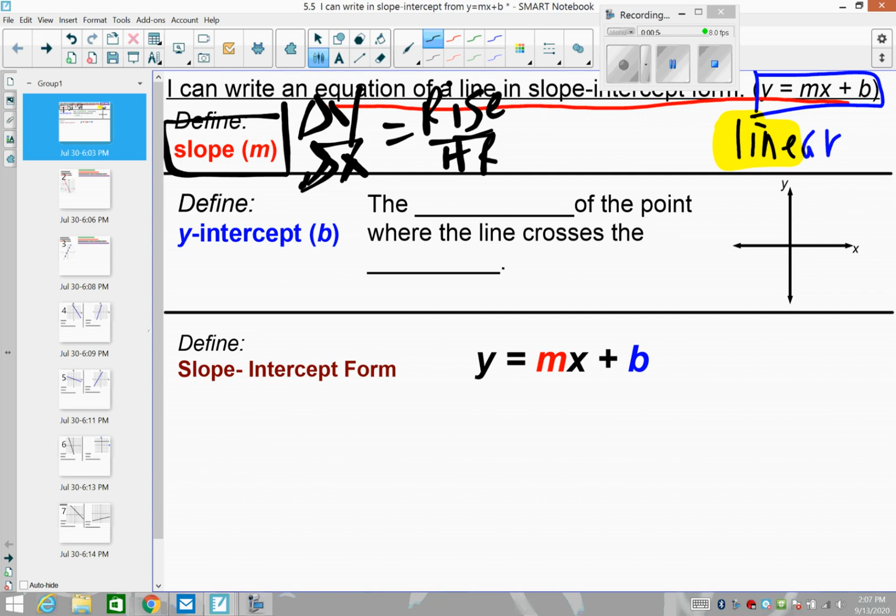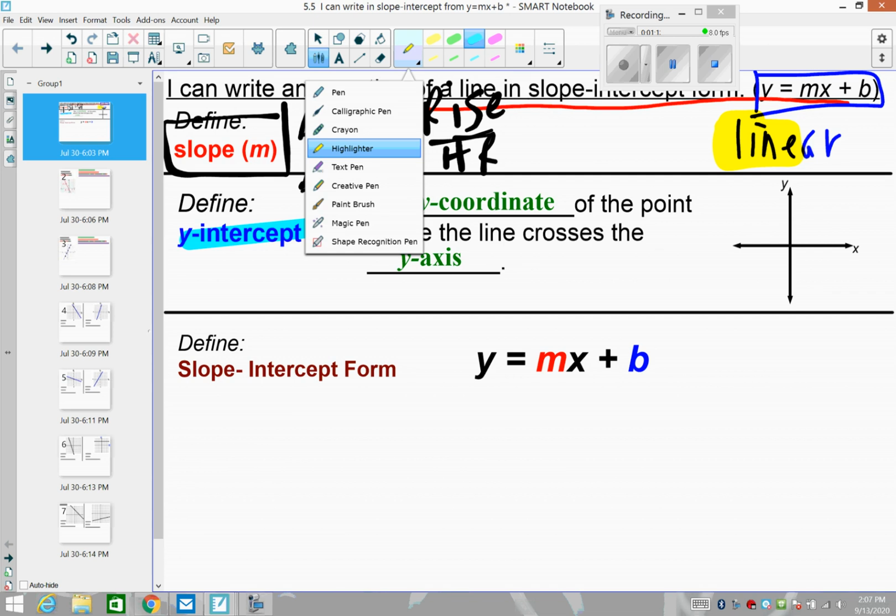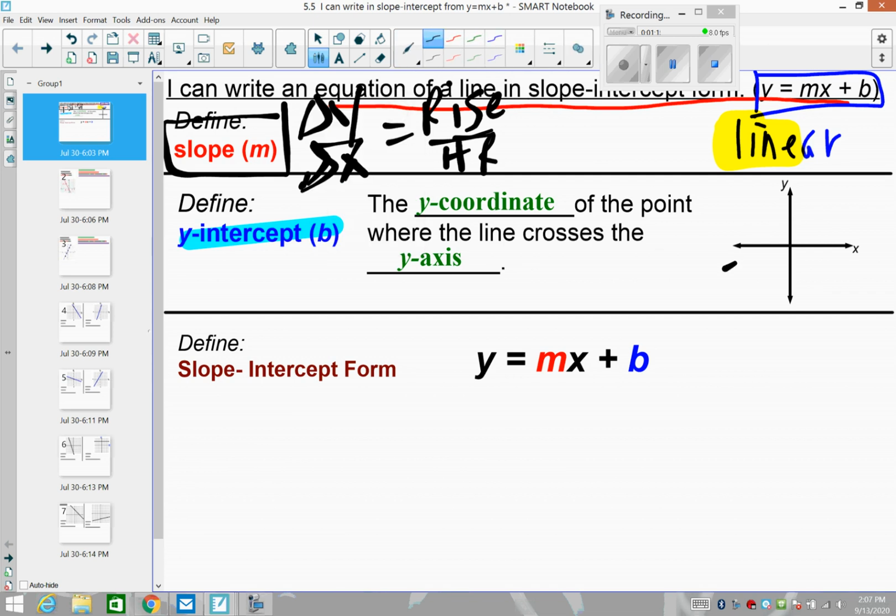The next thing that we're going to talk about is something called the y-intercept. This is a new language. Y-intercept is the y-coordinate of the point where the line crosses the y-axis. So first we would take a look at, let's say we have this line going through here. Maybe I'll change the color of that just so that we can see it a little better.